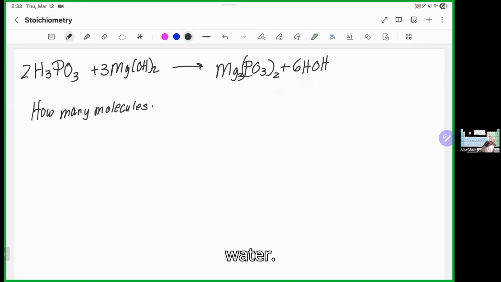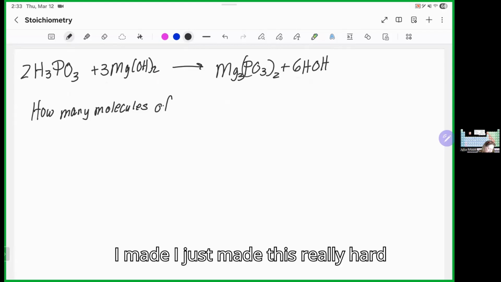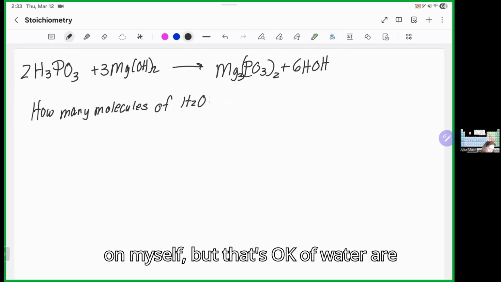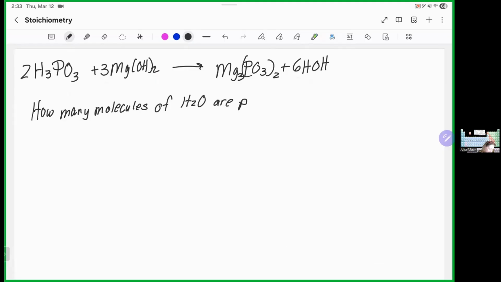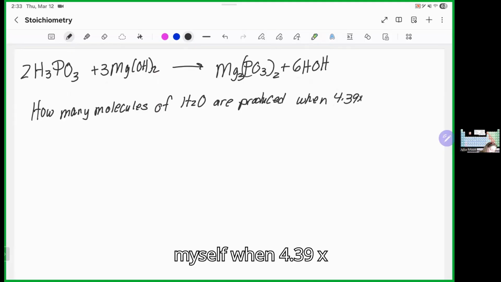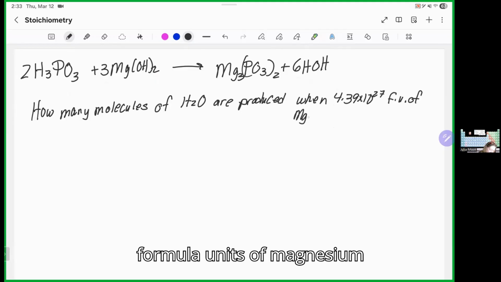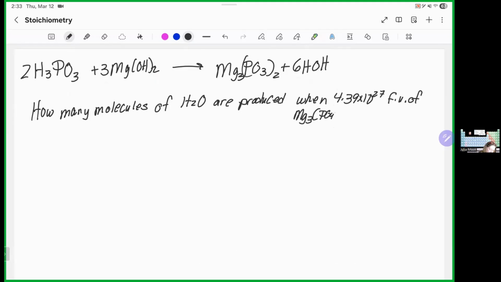So what if I say, how many molecules of water? I just made this really hard on myself, but that's okay. Of water are produced when, no, maybe I didn't make it hard on myself. When 4.39 times 10 to the 27 formula units of magnesium phosphate are also produced.